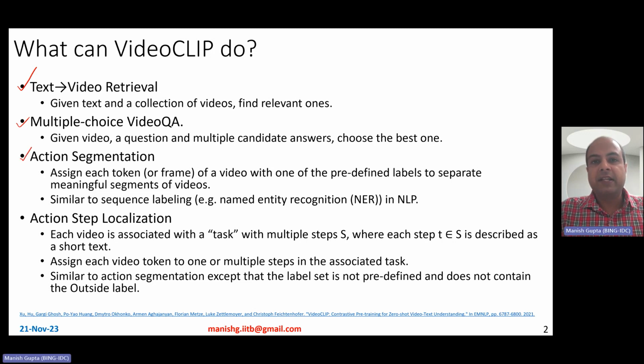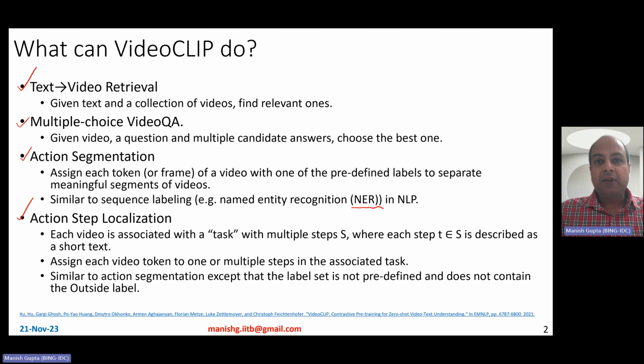The third task is action segmentation. Essentially, when I have a video and I look at every frame of the video, can I assign every frame with one of the predefined labels to separate out meaningful segments of videos? This is very similar to part of speech tagging or named entity recognition in NLP, where for every word, you want to figure out a particular label from a set of predefined labels. The fourth task is action step localization.